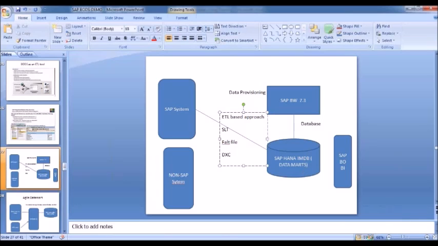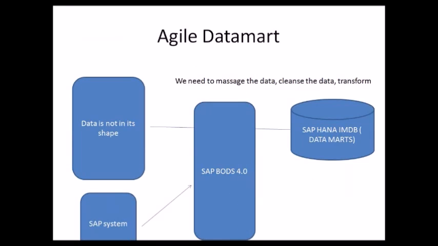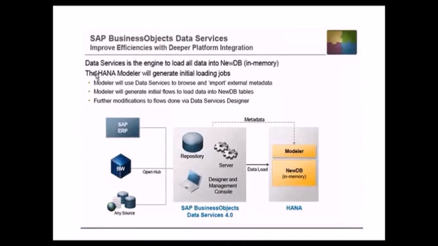Right? Suppose my database is existing on any of the agile data marts, wherein the data is not in a proper shape. To do the massaging of the data, to cleanse the data and to transform the data, we are using BODS, and from BODS we have been loading our data into the SAP HANA environment.